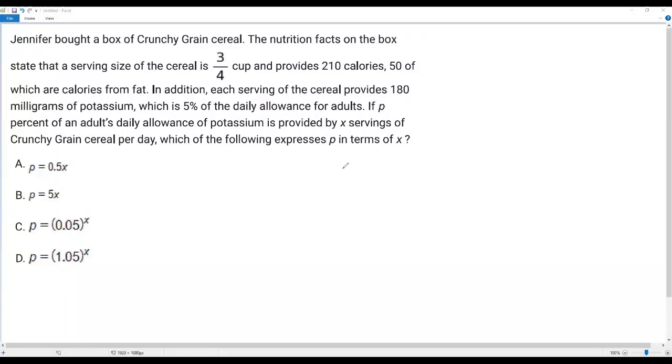Here we have a SAT math problem. Okay, let's go to the question. Jennifer bought a box of Crunchies grain cereal.